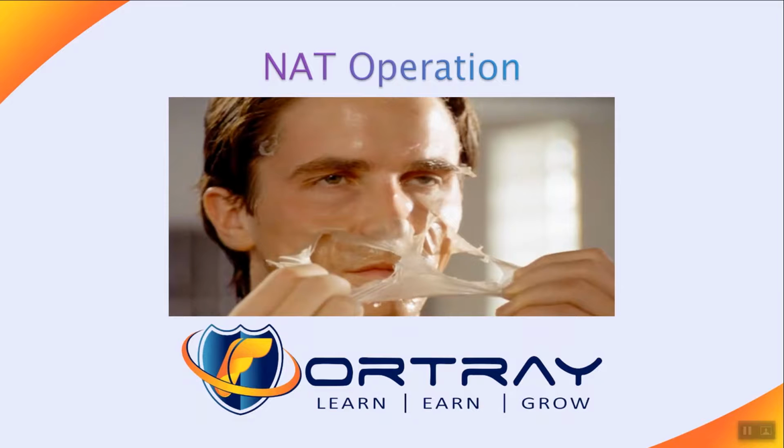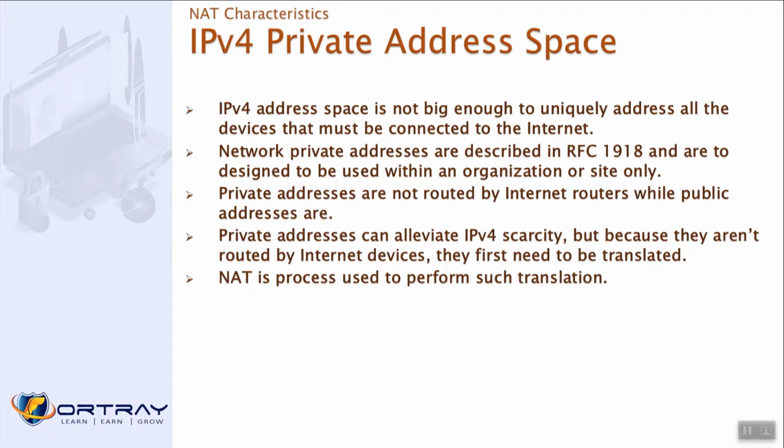So if you look at this picture, basically when you see some kind of movie, they are hiding themselves inside a different person. So this is just to give you some idea what the NAT could be. The idea is actually that the IPv4 address space is not big enough to address all the devices that connect.